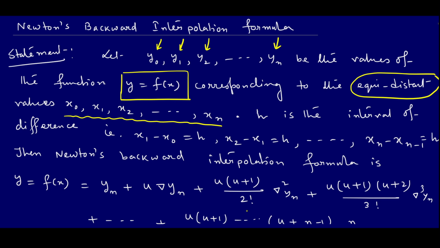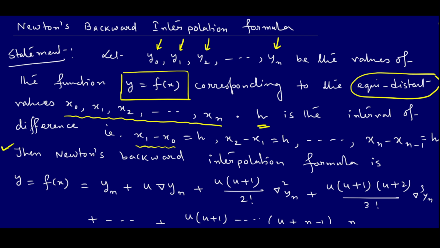These are entries. You all know that the values of x are called arguments, and the values of y are entries. h is called the interval of difference. We know x1 minus x0 is h, similarly x2 minus x1 is h. That means the distance between two adjacent arguments is h.